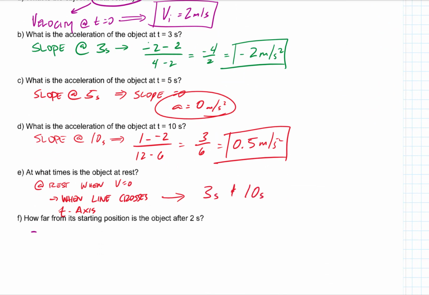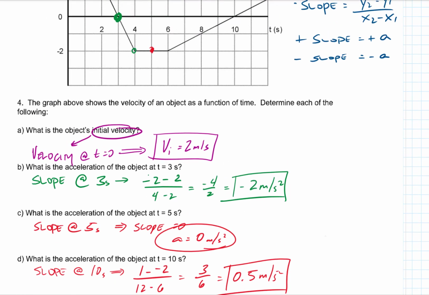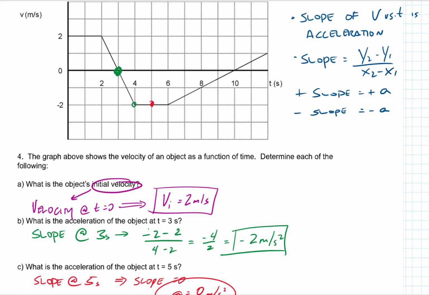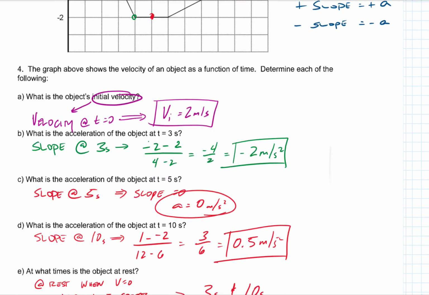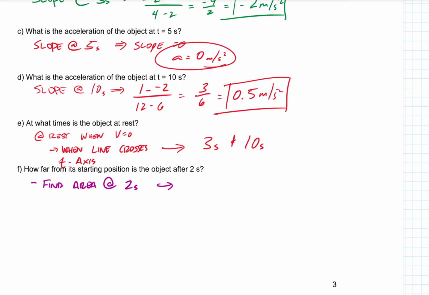How far from its starting position is the object after 2 seconds? What we want to do is find the area at 2 seconds. So at 2 seconds, it's just that little square. The area of that square is 2 times 2. So the area at 2 seconds, delta x is going to be 2 meters per second times 2 seconds, giving me 4 meters.